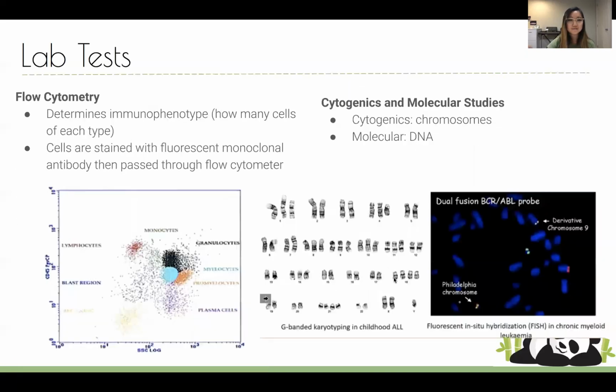You can get a flow cytometry. That just means they get a graph of this stuff, and you can see how many of each cell there is. Then you can do cytogenetics and molecular studies. Cytogenetics are chromosomes, molecular is DNA.